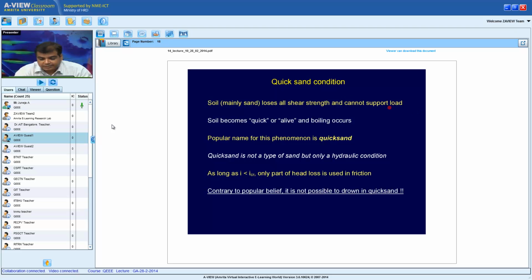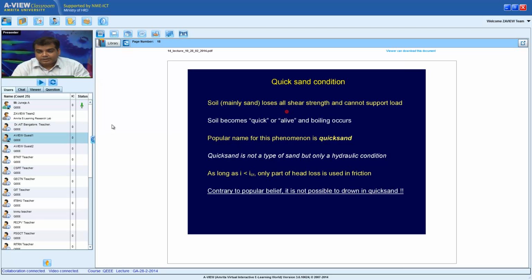So if effective stress has become 0, the sand has lost its strength, and if you look at such sand, it seems as if it is boiling up, but actually it's the pressure of the water which comes up to the surface and it appears as if the sand is boiling.